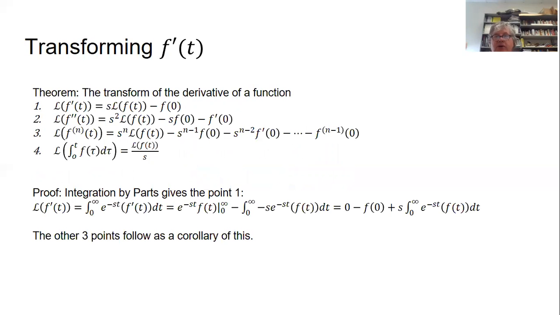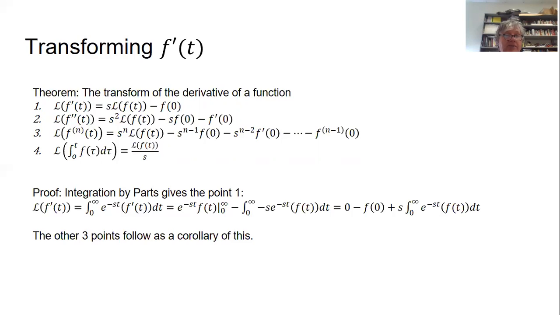So the big question is, what happens when we have a derivative? What we see is that the Laplace transform of a derivative is s times the Laplace transform of the original function minus some number f of 0. So this is what happens when you take a derivative. Every time you take a derivative, you multiply by s. So you turn something differential into something algebraic, by multiplying by s.